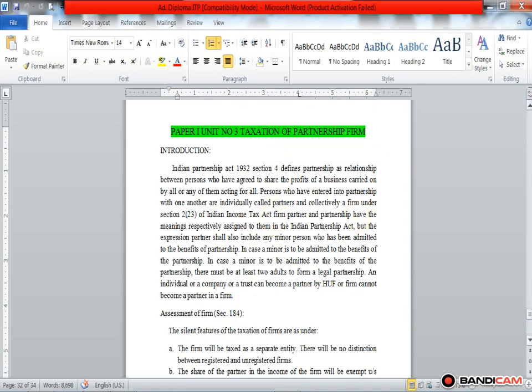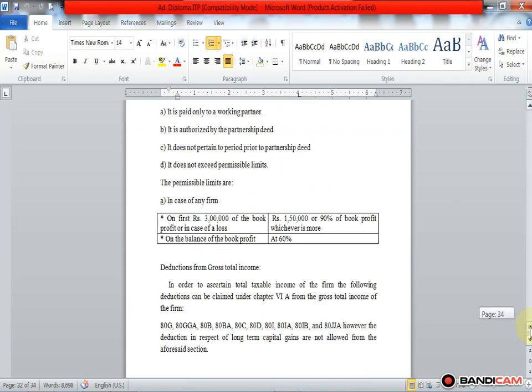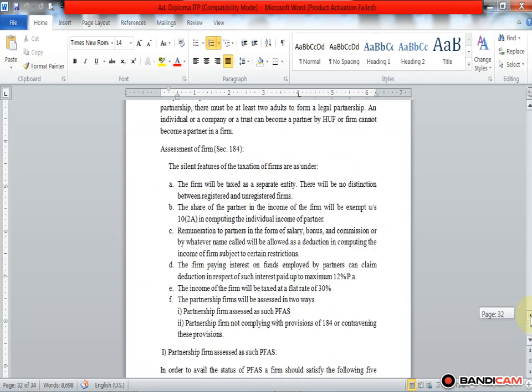Here, assessment of firm. Assessment of firm under Section 184. The salient features of taxation of partnership firm are as under. The firm will be taxed as a separate entity. There will be no distinction between registered and unregistered firms.